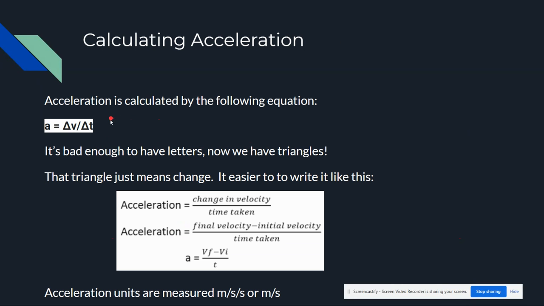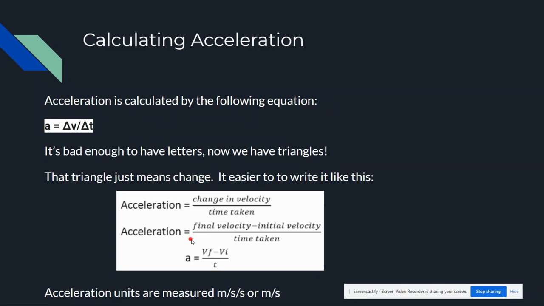And so acceleration is calculated. Here's a formula for acceleration. Gross. It's bad enough to have letters, now we've got triangles. All that triangle means is a change in velocity. That triangle just means change. And when we talk about acceleration units, we're actually going to use this formula.